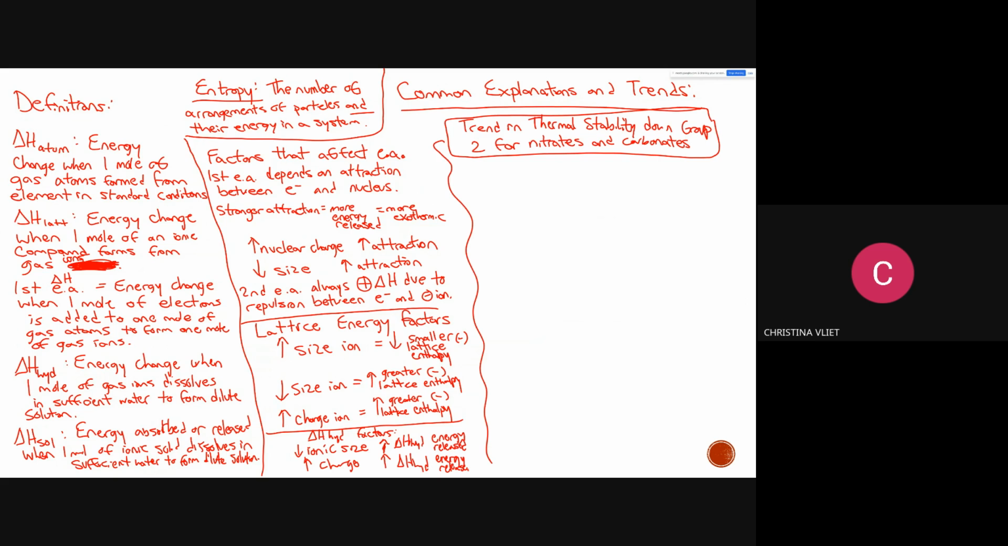Thermal stability means as we go down group 2, how easy or how difficult is it to thermally decompose. I'm going to put bullet points, and you can put bullet points on a Cambridge exam, you're allowed. So 1 mark might be thermal stability increases down group 2, down the group.